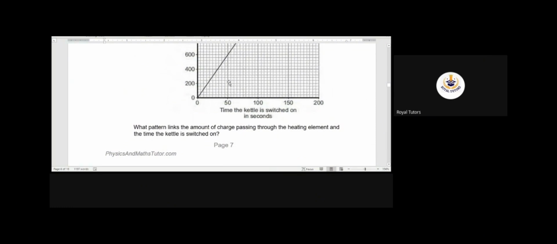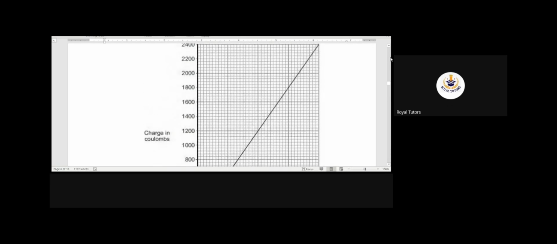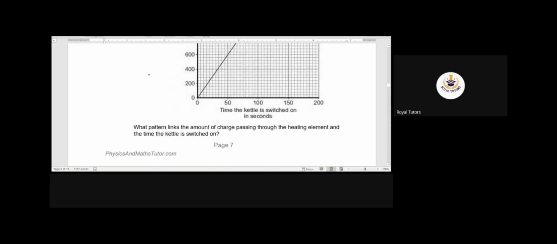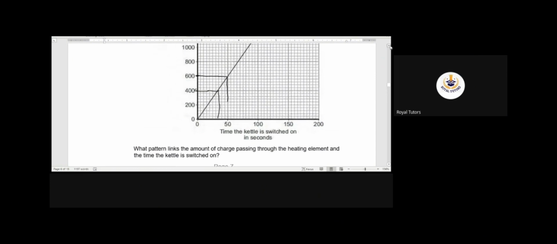If you look at the time and you look at the charge, when we have it at 200 for the charge, 400 for the charge, you can see the time taken. You can see when it is 600 for the charge, you can see the time taken. So what do you see? You see that as the time increases, the charge also increases. So that shows that it is a direct proportional effect.